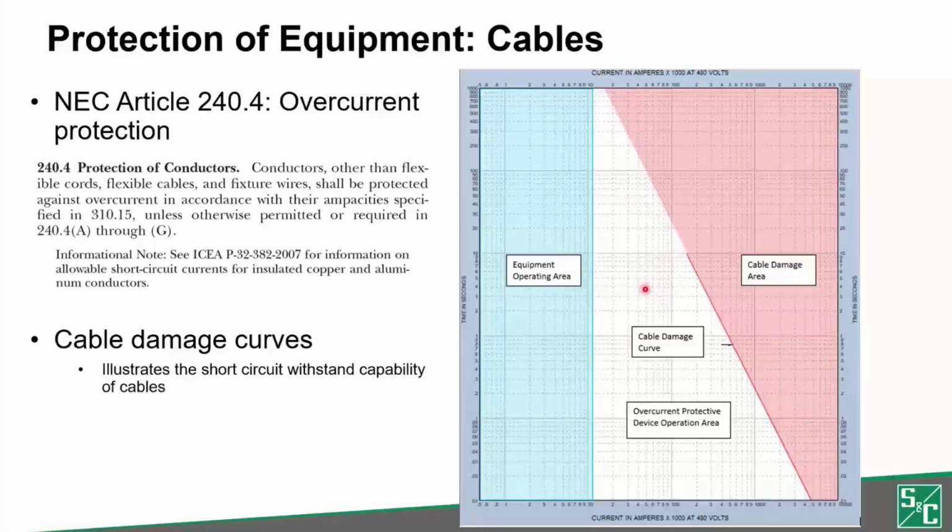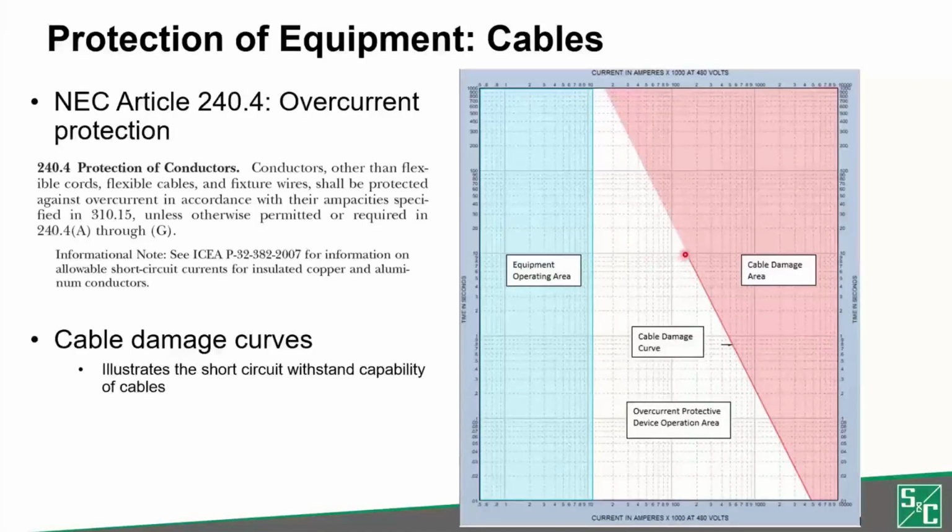And then there's another portion of the cable we have to protect, which is for short circuits. So this TCC here is split up into 3 different zones. There's the equipment operating area. This is where it's up to this example cable's ampacity. So the equipment can operate from 0 to near the max, depending on your design of your system, and the overcurrent protective device won't operate to protect the cable.